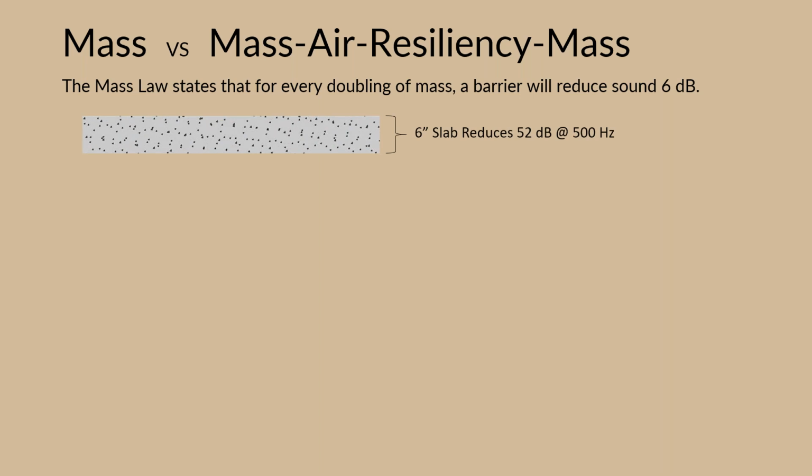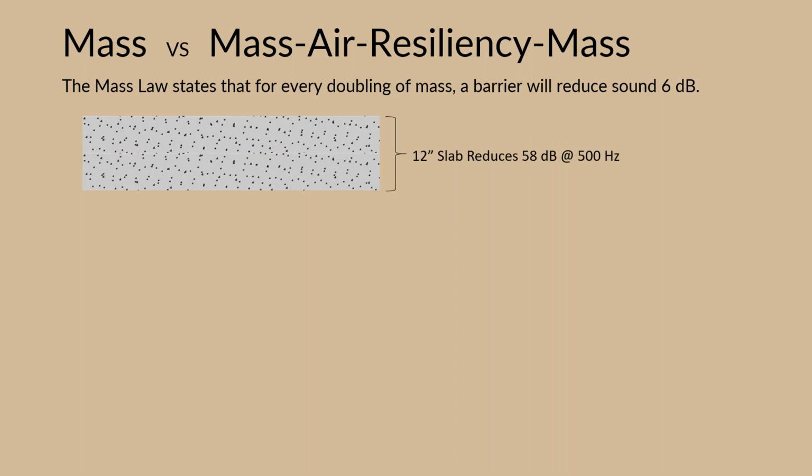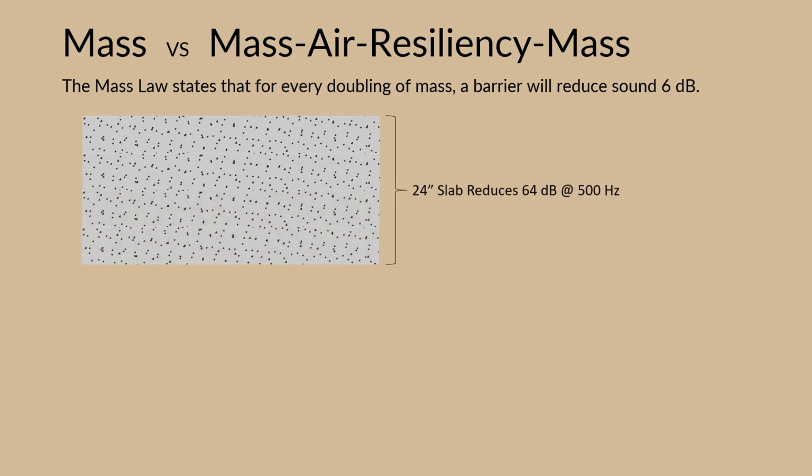So if we take a 6-inch concrete slab and look at a test report, we'll see that at 500 hertz, it's going to knock it down 52 decibels all by itself. If we double that to 12 inches, the mass law would say we'll get 58 dB at 500 hertz. Double it again, we can get 64 decibels of reduction at 500 hertz.